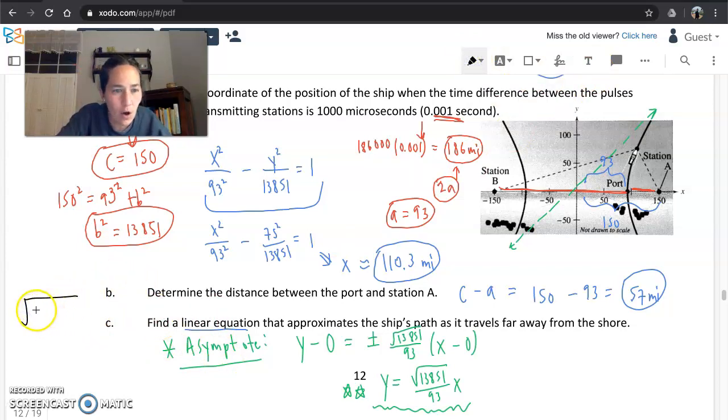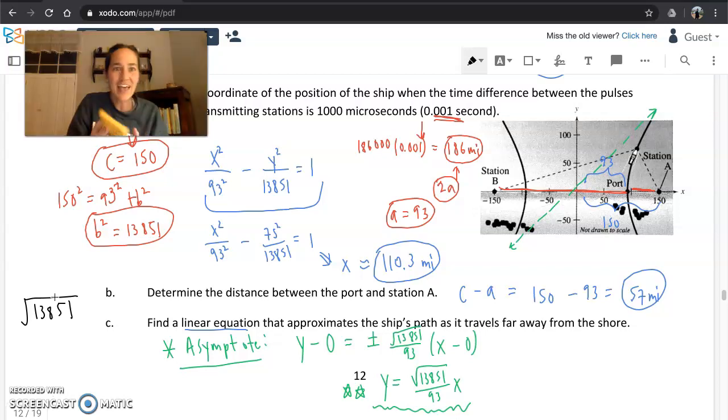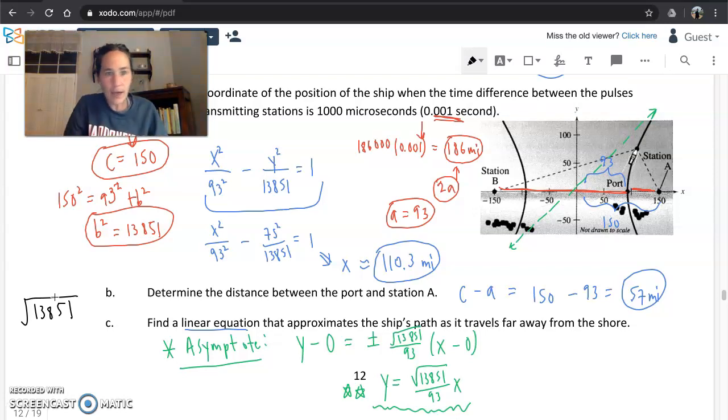Here is 13851. And I learned this trick about 3 being divisible: if you add up the digits and 3 goes into that sum, the number is divisible by 3. It's definitely divisible by 3. So 13851 divided by 3 happens to be 4617. And if I divide that by 3 again, because 4 plus 6 plus 1 plus 7 is also divisible by 3, I get 1539. Turns out, as luck would have it, a bunch of 9s go into this big number.